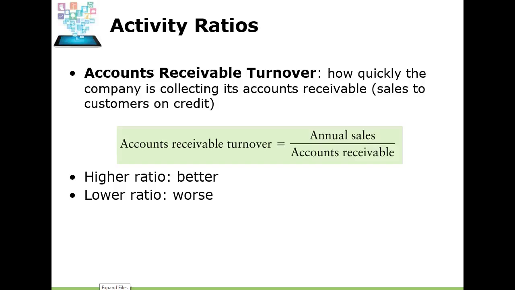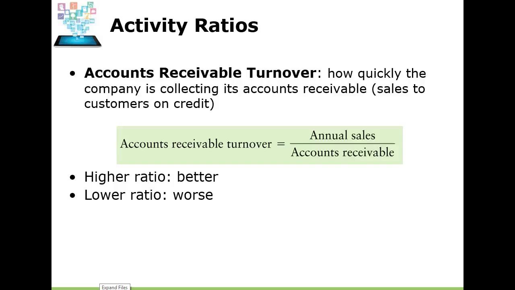So say we had $120 million in sales, and we had $10 million in accounts receivable. Then we would have an accounts receivable turnover of 12. It means that we collect our money pretty fast. If we had $120 million in sales and $120 million in accounts receivable, we'd have a turnover of 1, meaning that we didn't collect any money. All our sales are still in accounts receivable waiting to be collected.